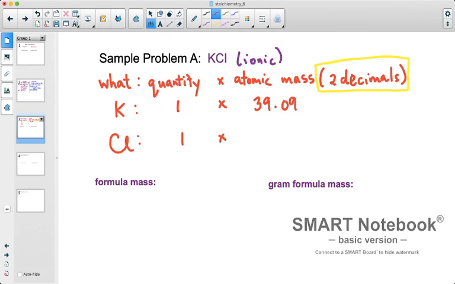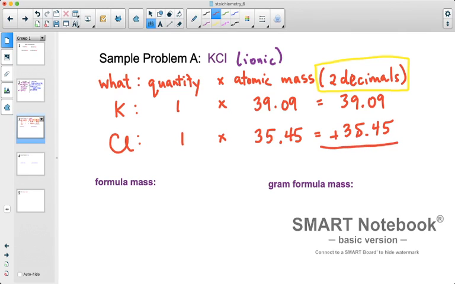When I look up chlorine, it's now 35.45. So now here it's just straight math. 1 times 39.09 gives me the same value. 1 times 35.45 gives me the same value. And I'm going to take the sum.